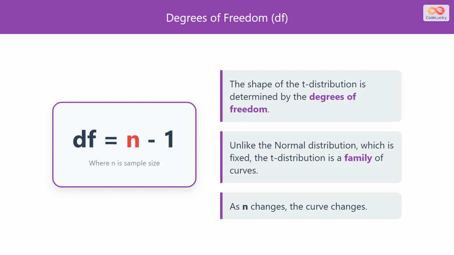A critical concept here is degrees of freedom. Often abbreviated as df, it is calculated as the sample size, n minus 1. The degrees of freedom determine the specific shape of the t-distribution. Unlike the standard normal distribution, which is fixed, the t-distribution changes based on how much data you have.